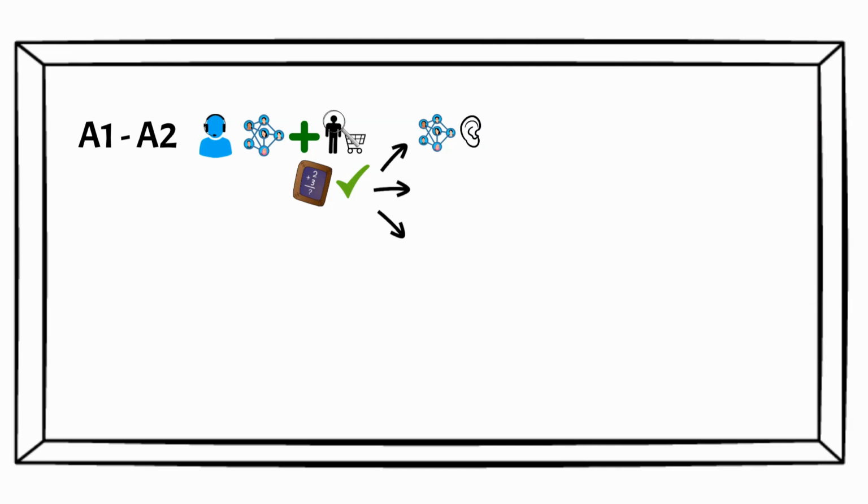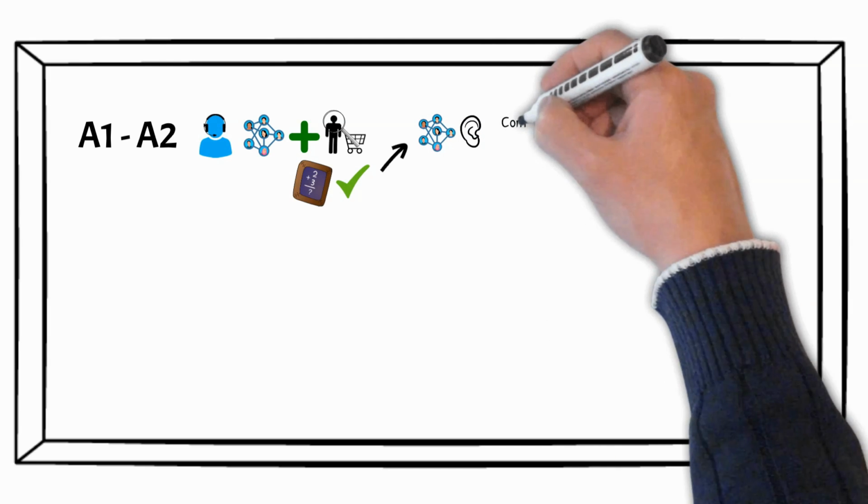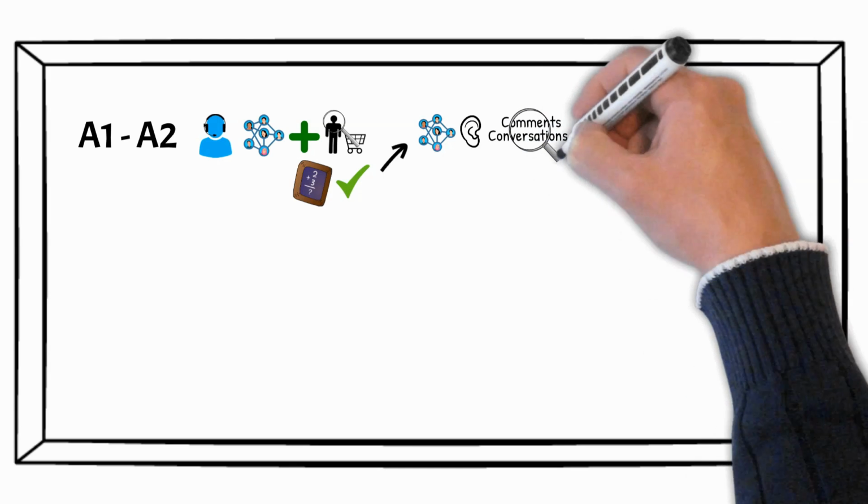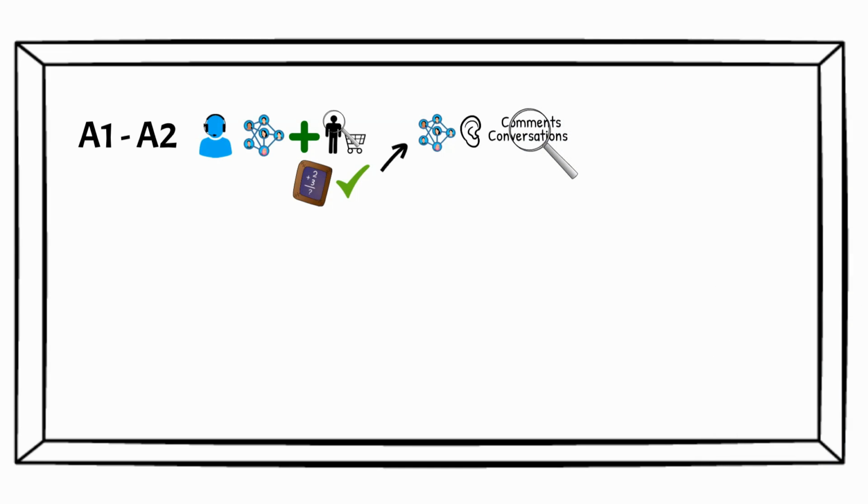Social listening is the simplest one. It includes just reading what your audience is saying on social media and drawing conclusions from it.